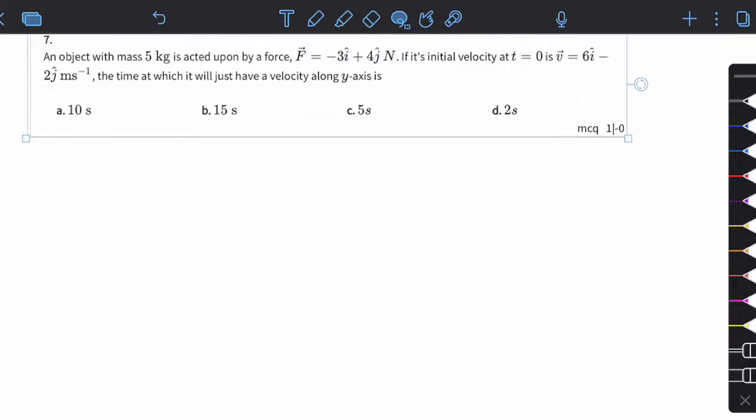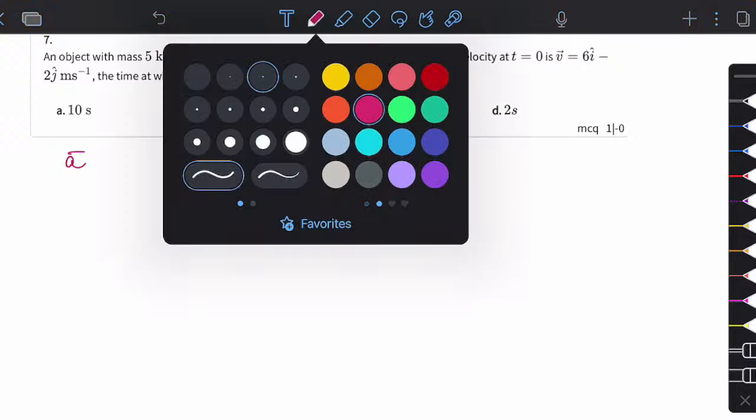Let's look at the given info. Force is given to you, initial velocity is given, and you are asked something about the final velocity. Now from force we can find acceleration. Acceleration is force divided by mass.